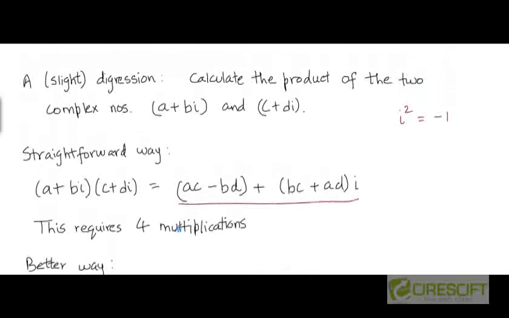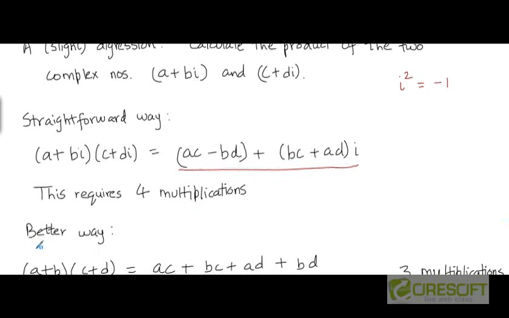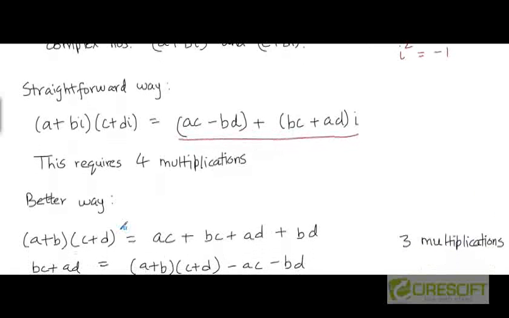Now assuming that multiplication is a lot more expensive than addition and subtraction, if we want to improve the amount of time it takes for us to calculate the product, it would be great to cut down on the number of multiplications, if there is a way to cut them down. So here we have 4 multiplications necessary to compute the product. Here's a better way to compute the product, which will require one less multiplication.